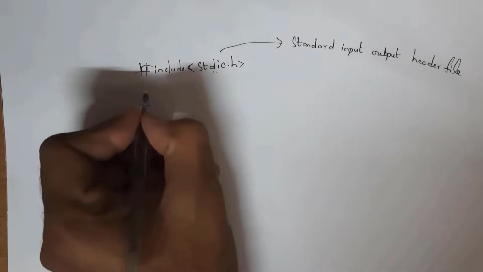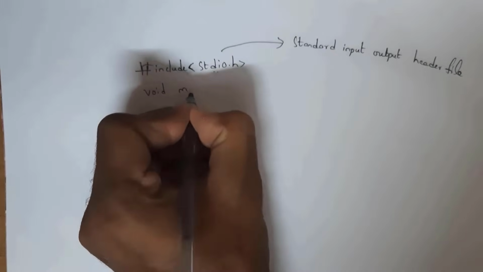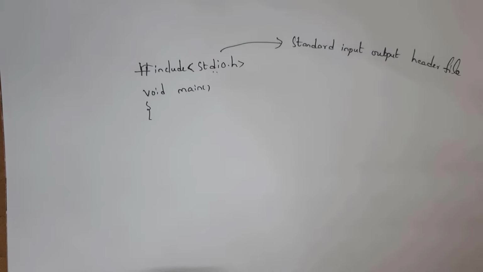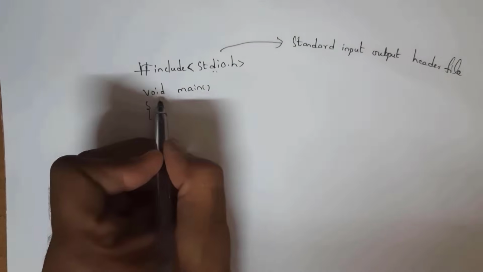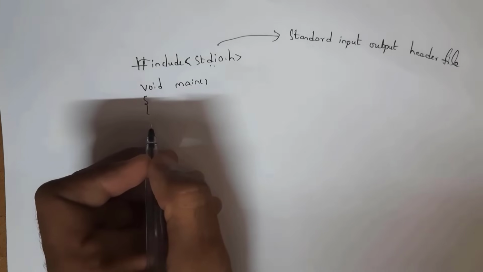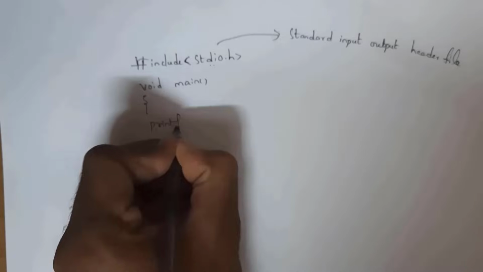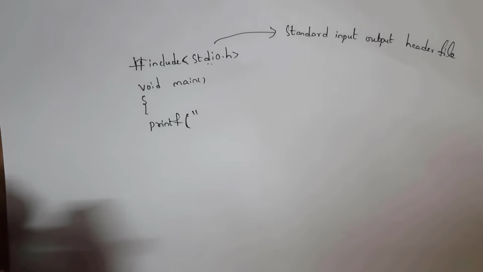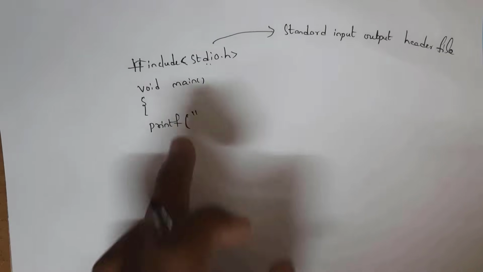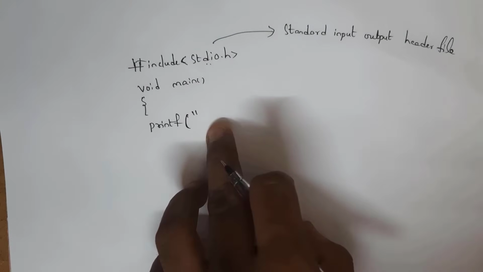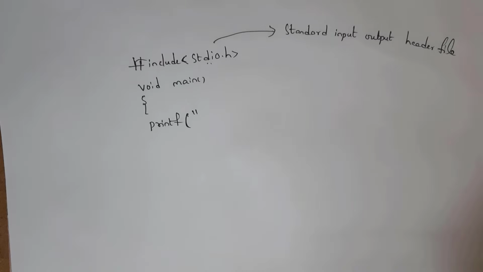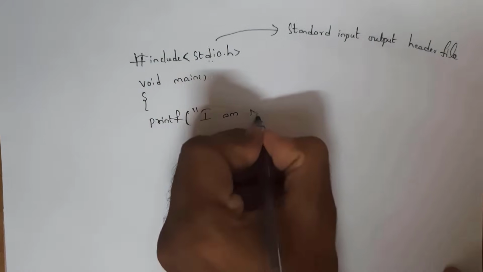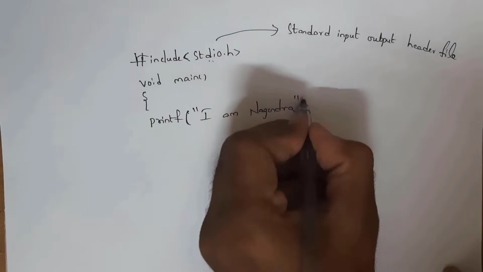After that you need to write void main. We call it as main function. Whatever the code that you write inside this main function, this code will be executed. So write here void main, open curly bracket, and inside this you need to write printf, where printf stands for print function, open bracket, open double quotations. Whatever the text that you write inside this double quotations, it will be displayed on my output screen. For example, I want to print text that is I am Nagendra. So inside double quotations I am writing I am Nagendra and close double quotations and close bracket.